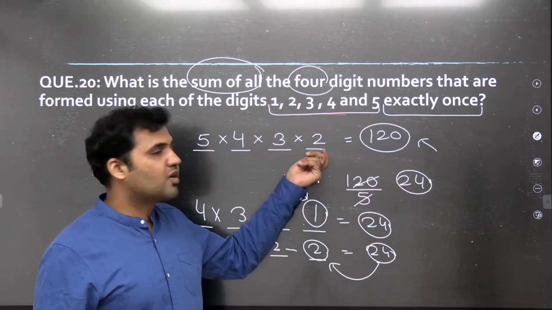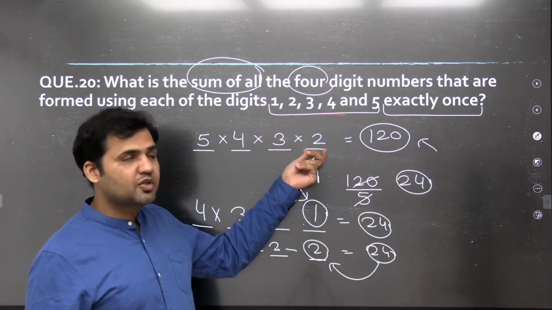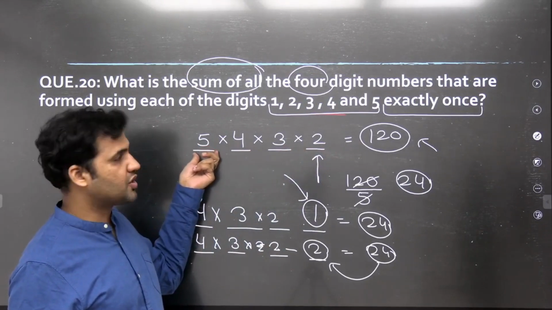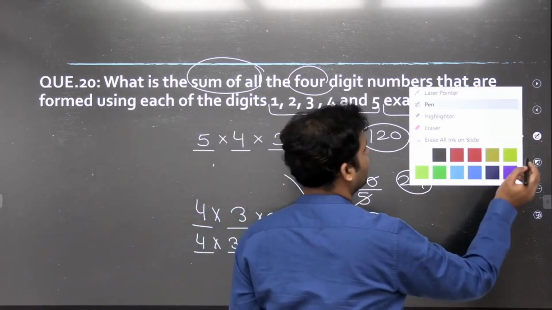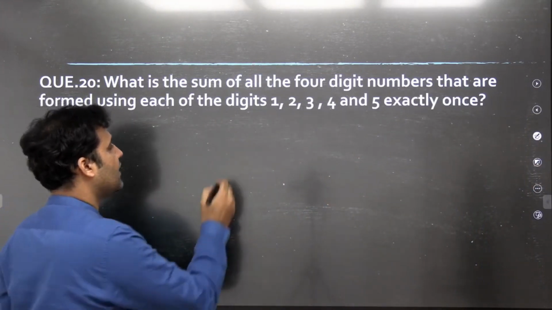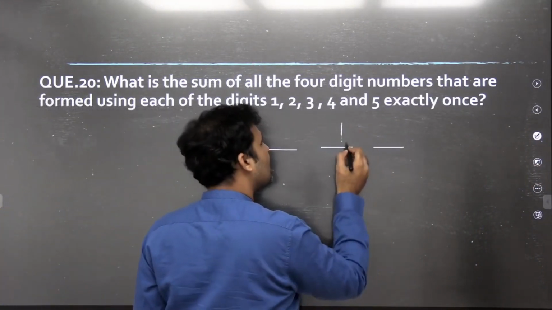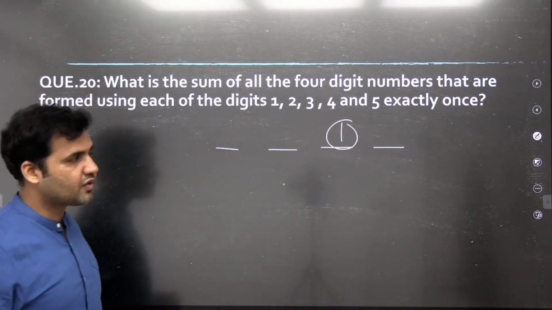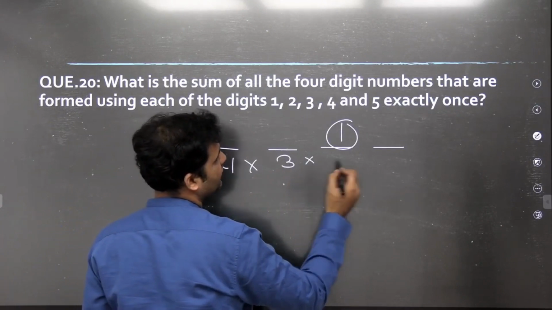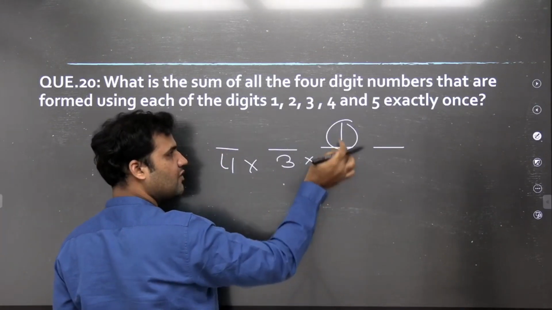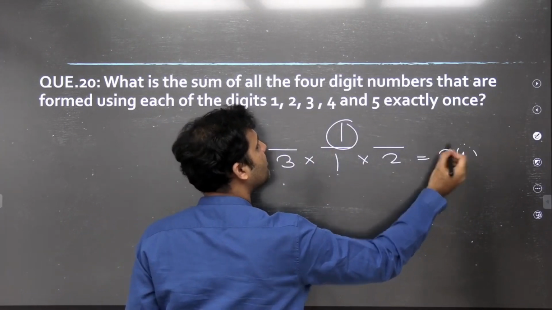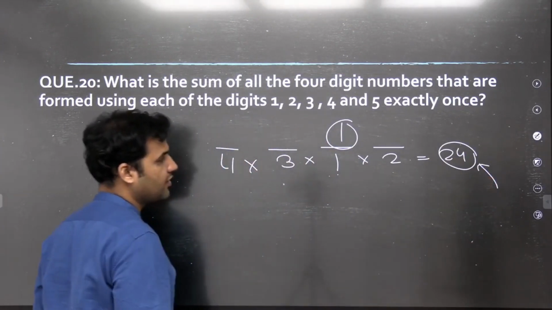You talk about the unit position, tens position, 100 position, or the 1000th position. Let me explain this concept more clearly. If I place 1 over here, now this place can be filled in 4 ways, this place can be filled in 3 ways, this place can be filled only in 1 way because you are placing 1 over here, and this place can be filled in 2 ways. So the total numbers that you will be able to make will be 24.